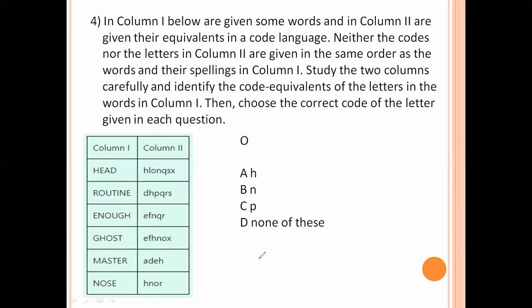Now, here we see how to solve this problem. Now here in head, 4 letters are there. In routine, 7 letters are there. In NF, 6 letters are there. In ghost, 5 letters are there. Master, 6 letters. Nose, 4 letters.